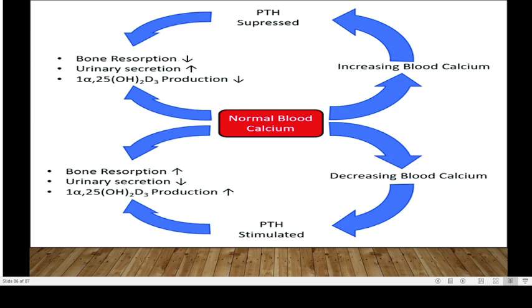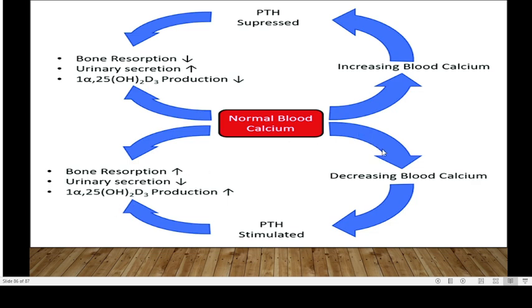So guys, this is a plan where I should be able at least to see the normal metabolism of calcium. So with normal blood calcium, increasing blood calcium will lead to PTH being suppressed. So we have reduced bone resorption. When this is suppressed, urine secretion will increase, and also the production of vitamin D will decrease.